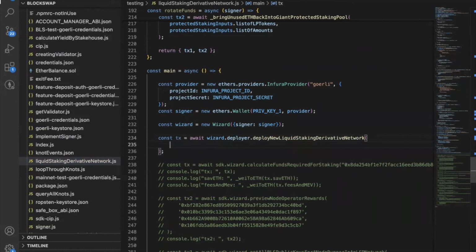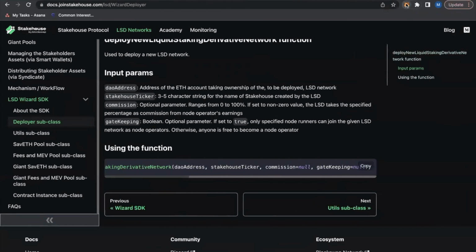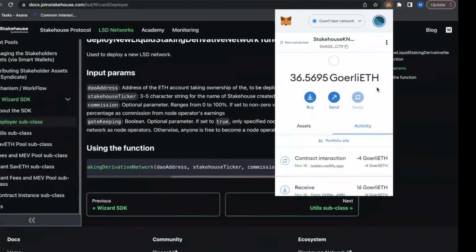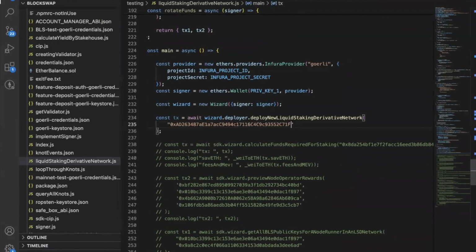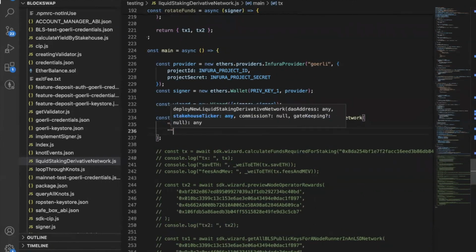It needs a DAO address, and that means I can use any of my addresses. I have some ETH here. So this here is the DAO address. Then it asks me what the Stakehouse ticker is. What should we name it? Do you have any ideas? Yeah, Black Friday. So BFRD. Okay, Black Friday. This is the Stakehouse.